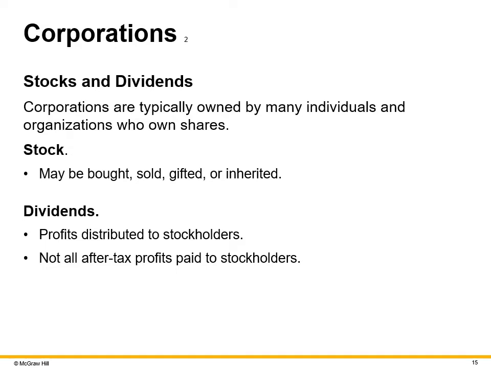Corporations are typically owned by many individuals and organizations who own shares of the business called stock. Thus, corporate owners are called stockholders or shareholders. Stockholders can buy, sell, give, receive as gifts, or inherit shares of stock. Stockholders are entitled to all profits that are left after all expenses and other obligations have been paid. These are distributed in the form of cash payments called dividends. However, some corporations may retain profit to expand the business.